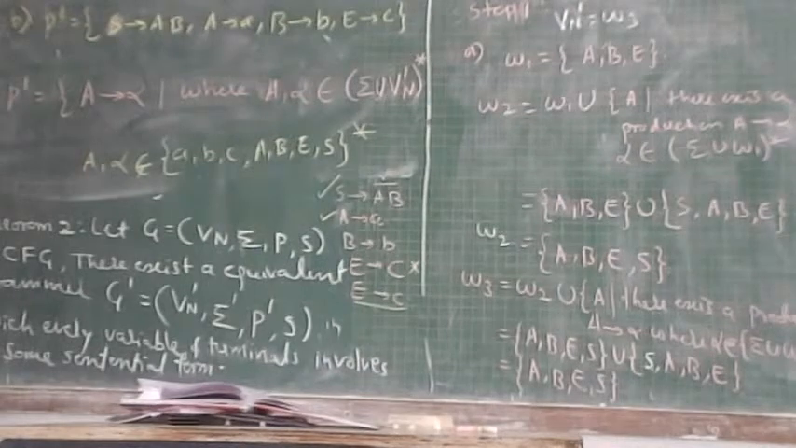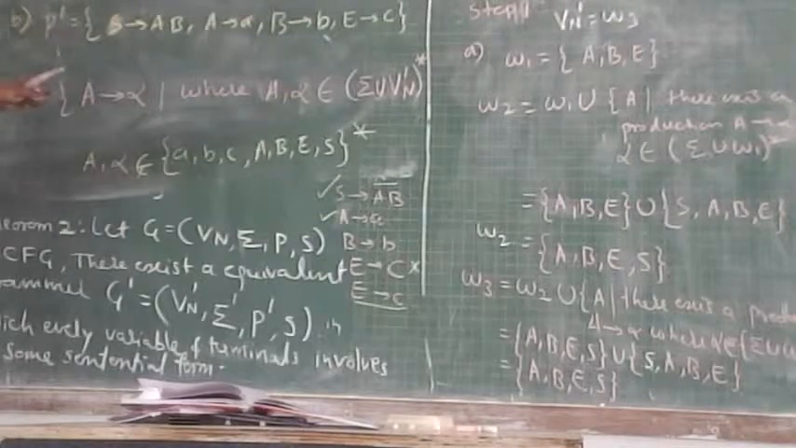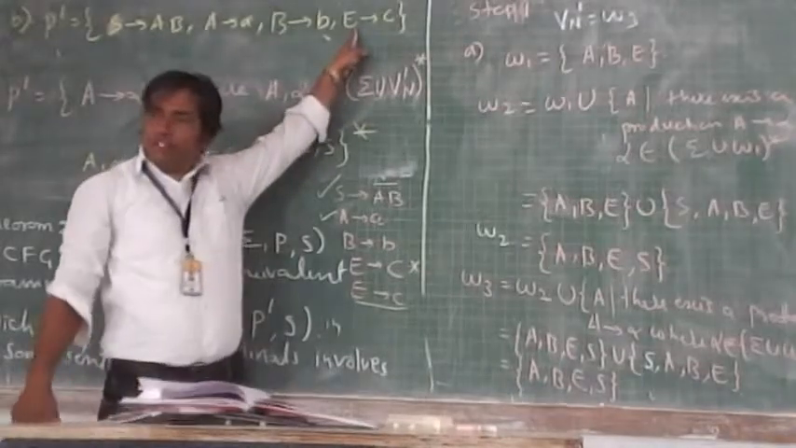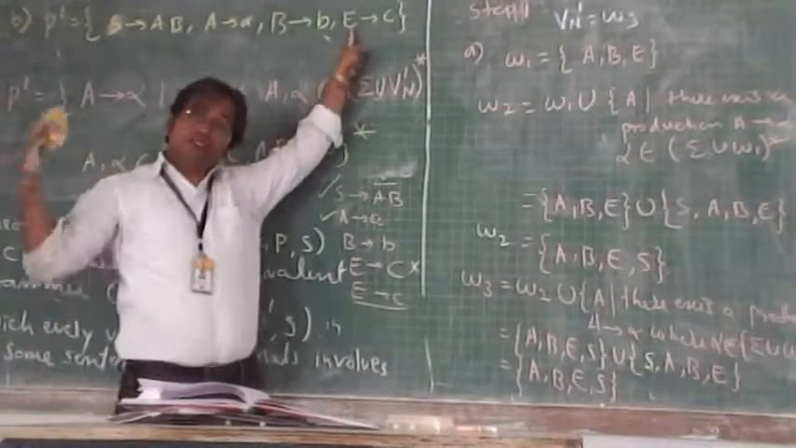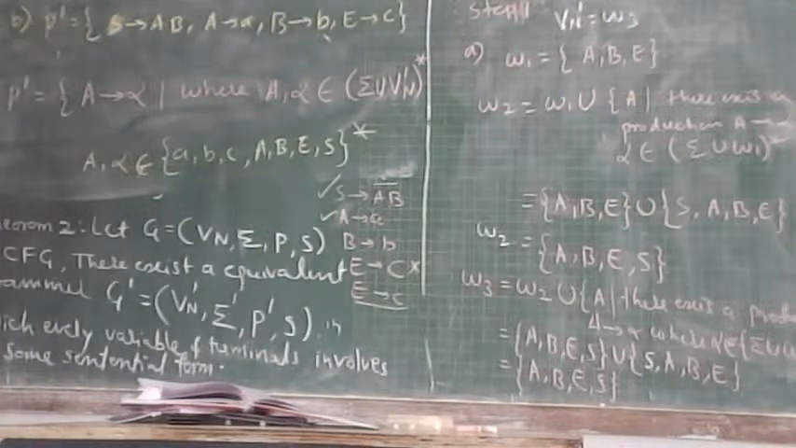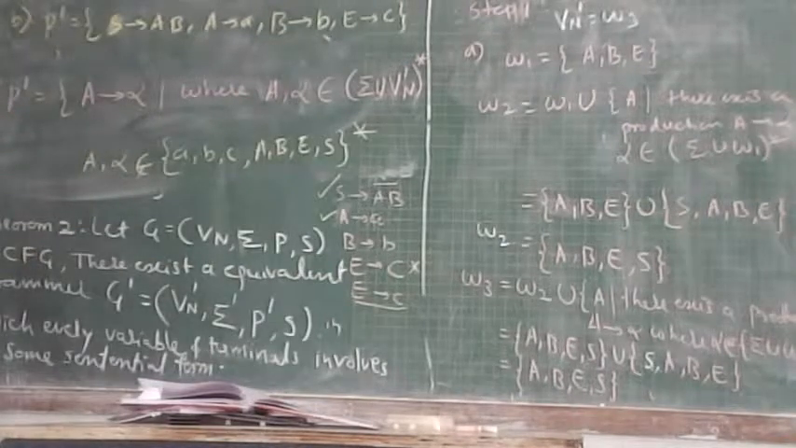So here you can see that after attempting the first step, what I got is the set Vn dash and P dash. In P dash, I find that one more production, E implies C, which is really useless, is included in my reduced grammar. It still needs to be removed, but because of this first step, it has not been removed. So that is why I tell you this is a partially reduced grammar. In the first step, we get a partially reduced grammar, and to get a fully reduced grammar, we have to go for the second step.